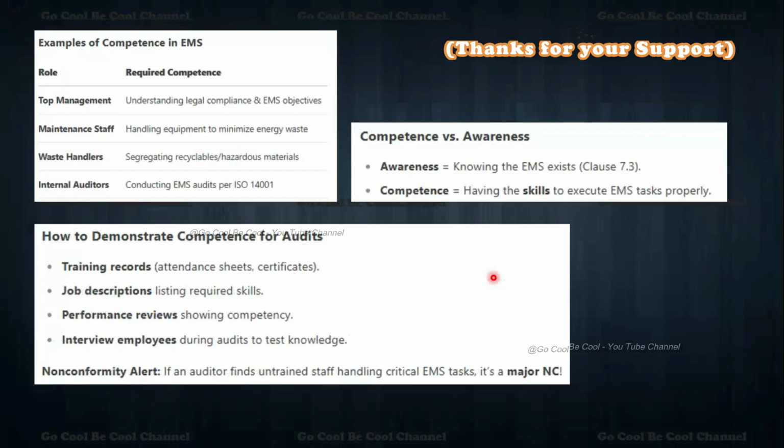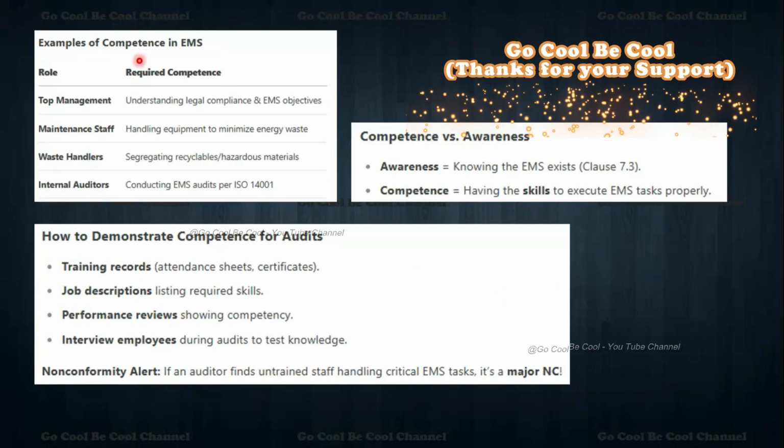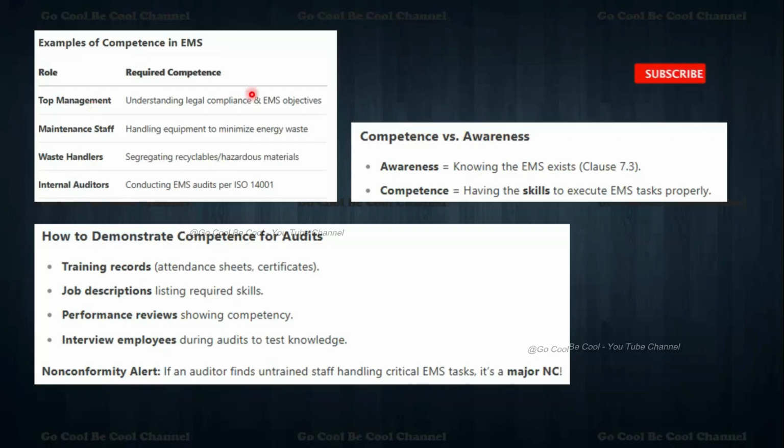Now, additionally, examples of competence in EMS. Top management is supposed to acquire the required competence: understanding legal compliance and EMS objectives. In case of regulation, whether it is matching or not, the management is supposed to know what the compliance is. Management staff handling equipment to minimize energy waste. Waste handlers segregating recyclables and hazardous materials. An internal auditor conducting EMS audits per ISO 14001.